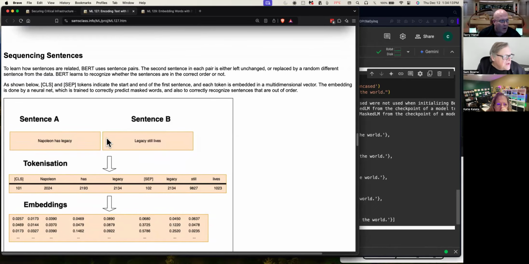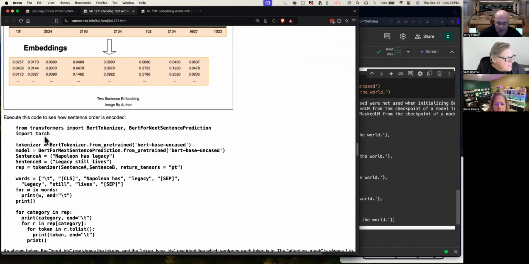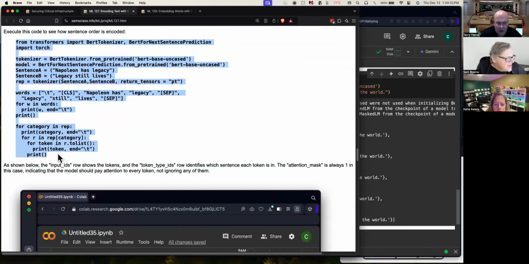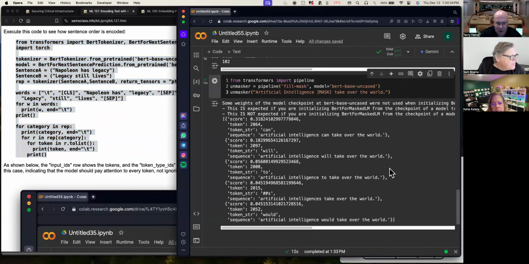You have a sentence and then a sentence after it, and half the time you replace the sentence after it with another random sentence. And then you try to detect whether that has happened or not. Is this the right sentence or the wrong sentence? And again, you've created mass labeled data from unlabeled data, so the model can practice and learn what order sentences should be in.